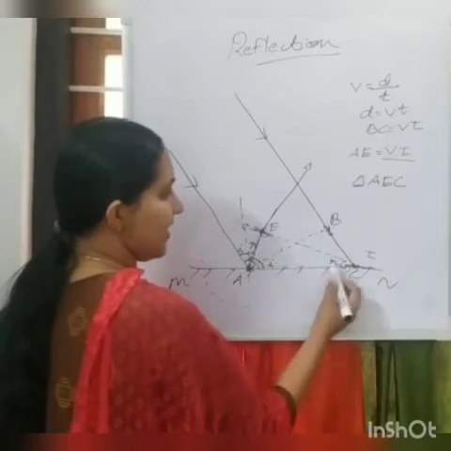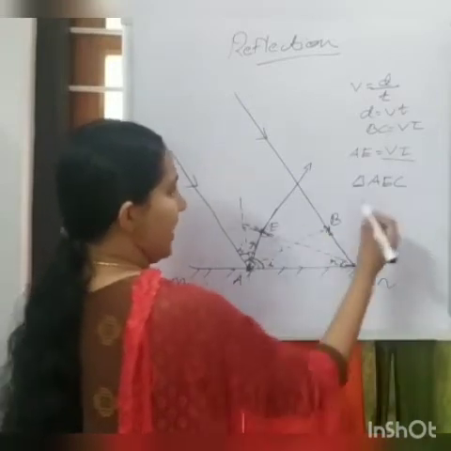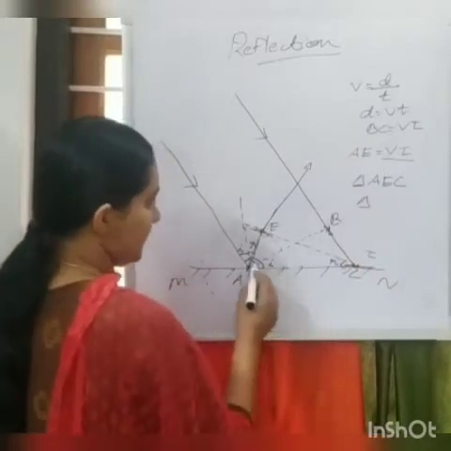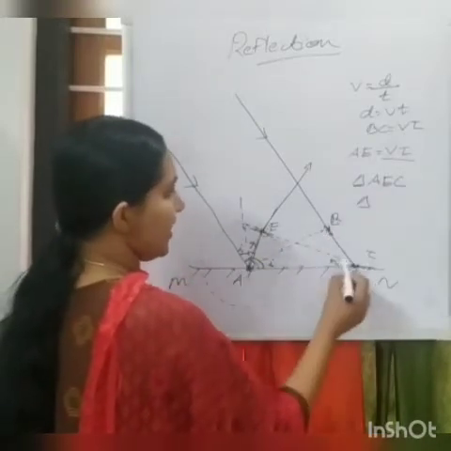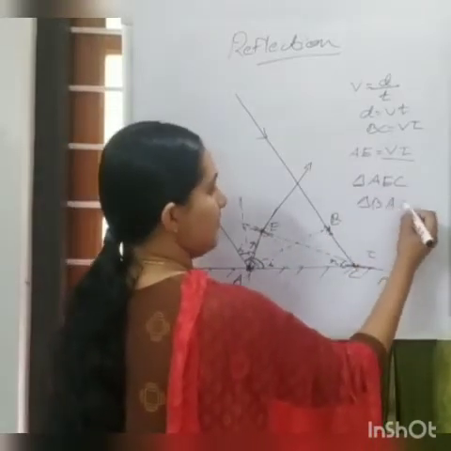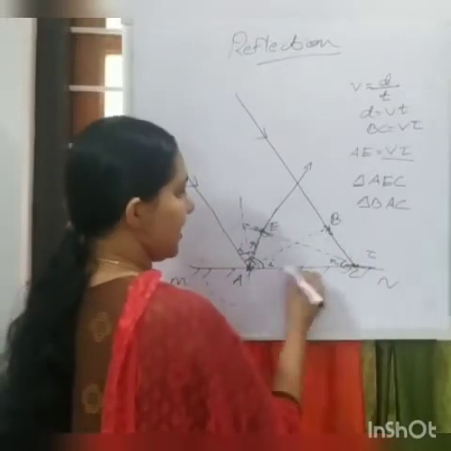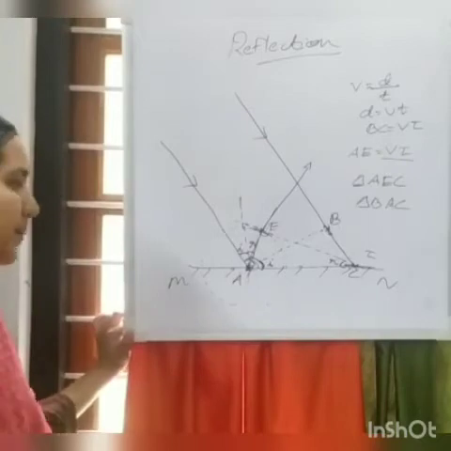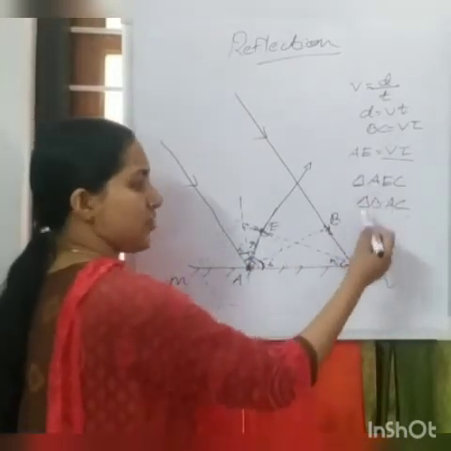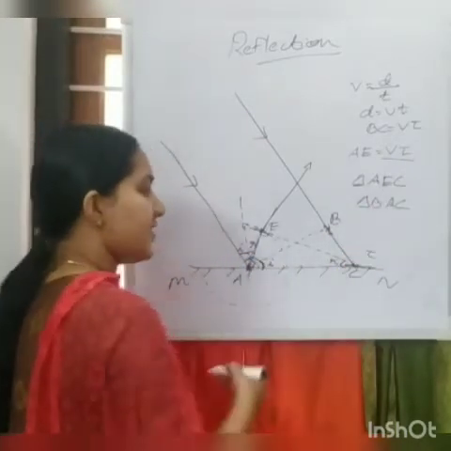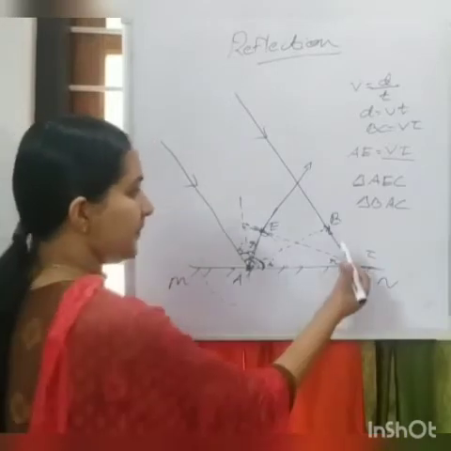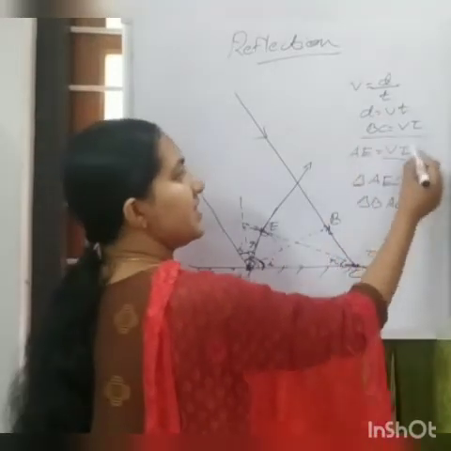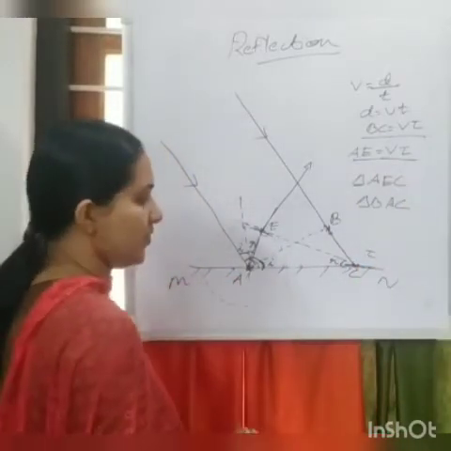This angle as R. And in triangle BAC, this angle as I. Okay. Now we consider these two triangles. AC, that side is common. Here BC is equal to AE. BC equal to AE. Okay.